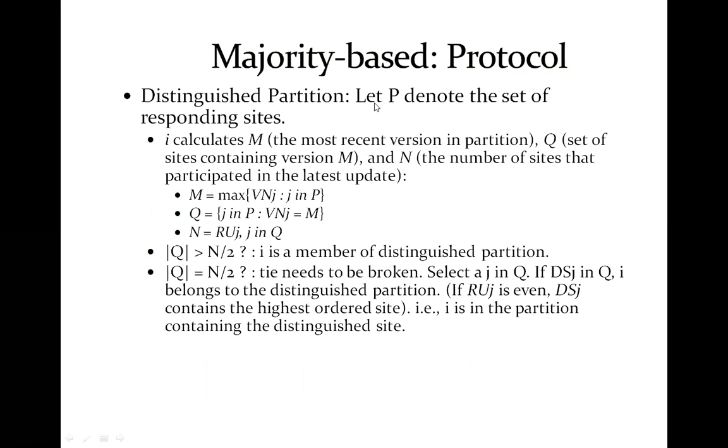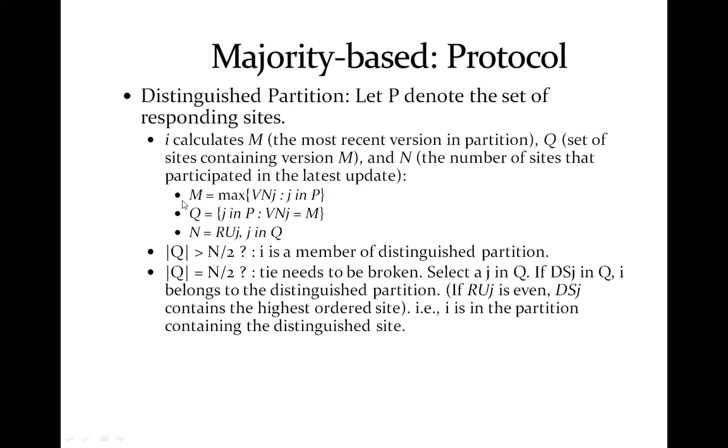Let the set P be as follows. When the process is invoked, the invoking site I has collected the responses from the vote request messages, and suppose P denotes the set of responding sites. Those sites that have responded are represented in the form of a set P. Now with this, I calculates three values.